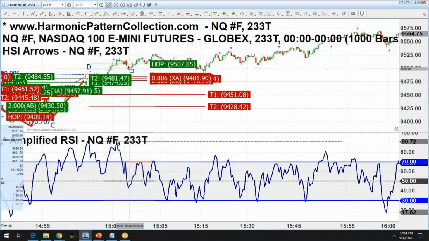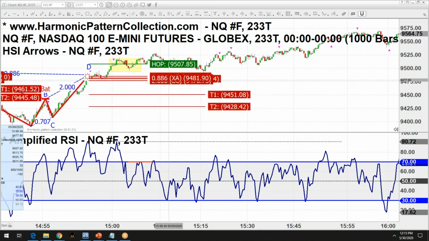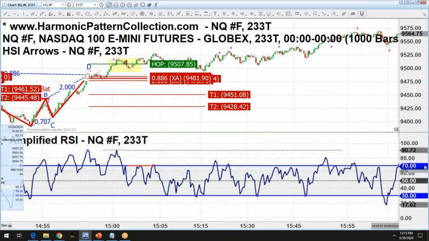This is 233 tick. There it is. Okay, here's a pattern right at the hop level. Let me remove all this other stuff. There's a bat pattern up at that hop level. But look at what kind of confirmation is going on here. Actually, you have two of them. You have two complex structures.